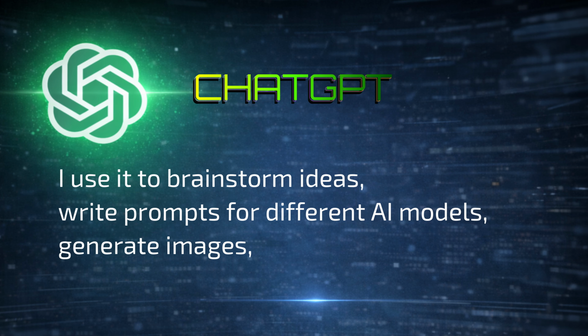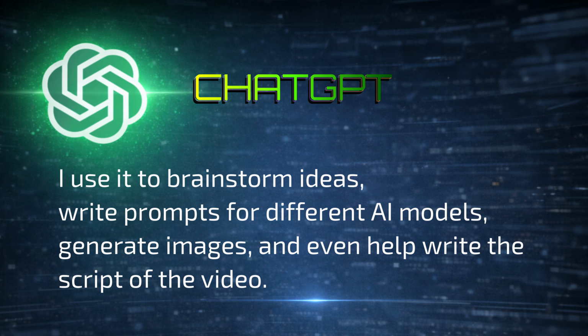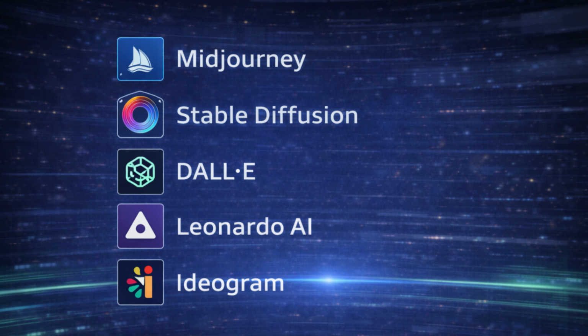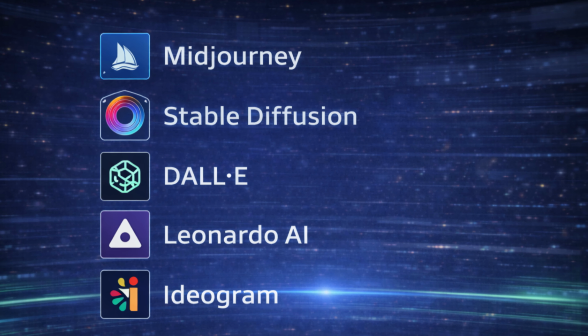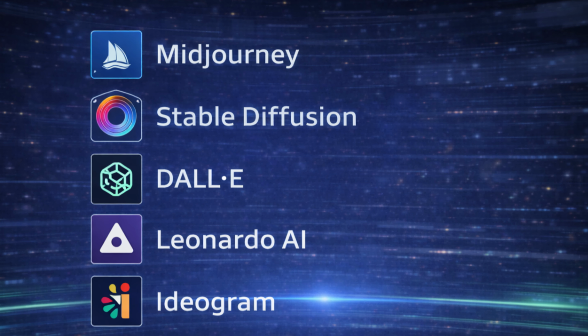ChatGPT, I use it to brainstorm ideas, write prompts for different AI models, generate images, and even help write the script for the video. To generate the images for the scene, you don't have to use ChatGPT. You can use any AI image generation platform that you prefer.